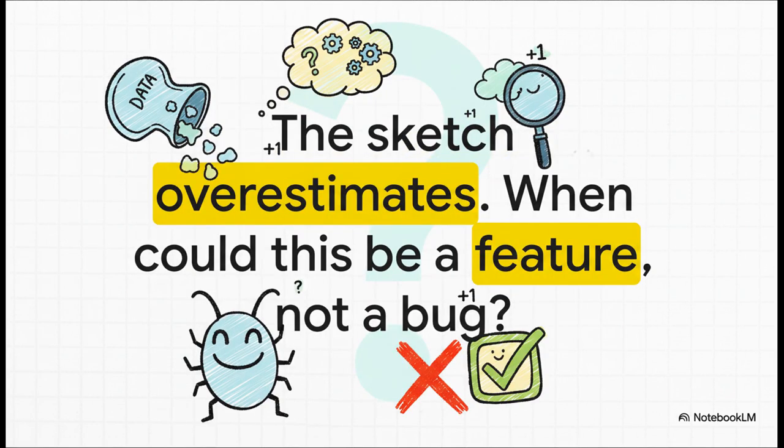I'll leave you with a final thought to chew on. We know the sketch can overestimate, but can you think of a system where always erring on the side of a higher count might actually be a desirable feature and not a bug at all? It's a pretty interesting design question.